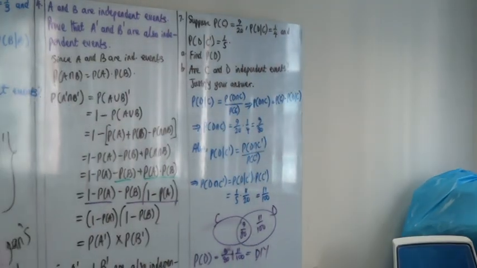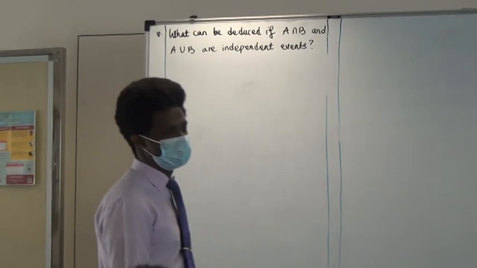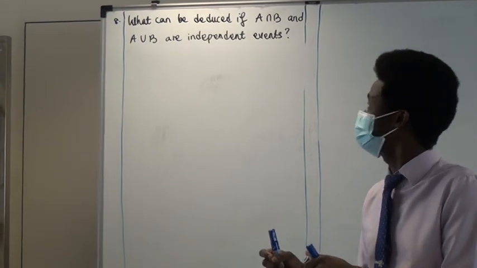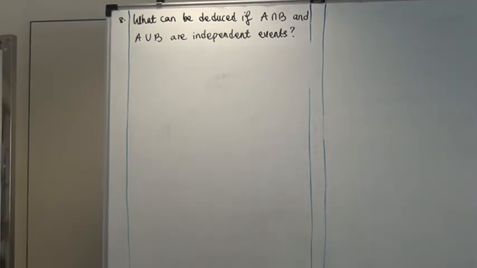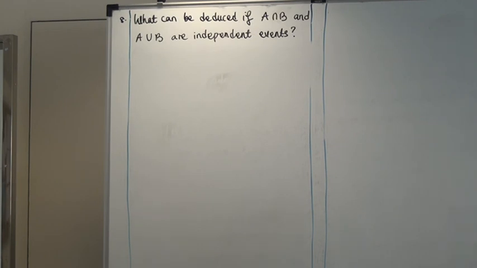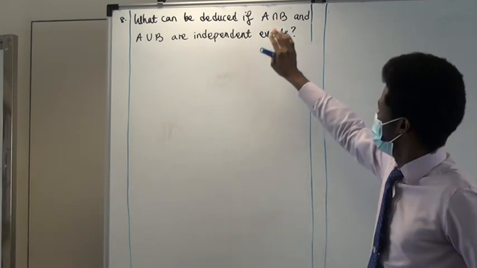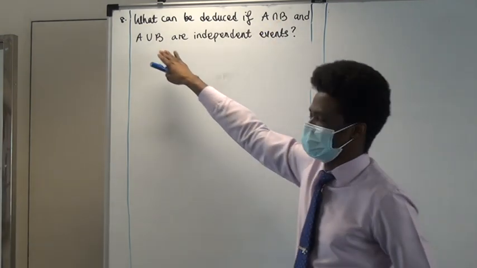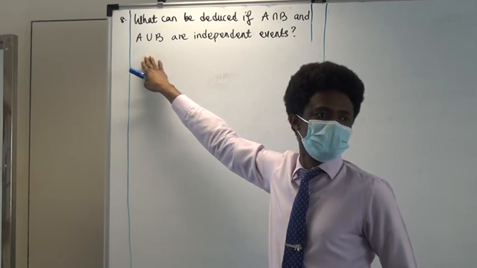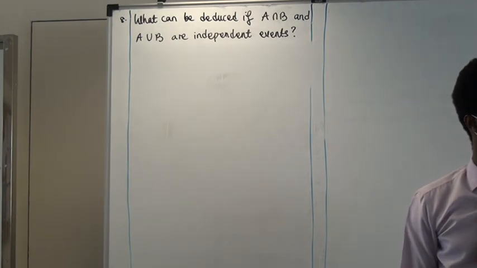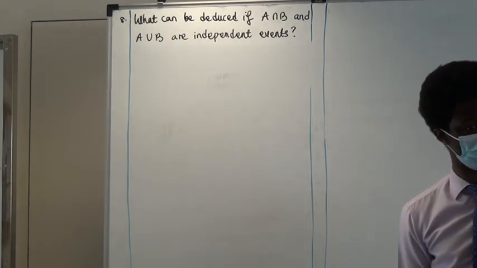The last one, quickly. We have about 5 minutes before Mr. Long comes here to chisel out. What can be deduced if A and B, as well as A or B, are independent? Remember, this is A and B, right? The event that A and B occurs, and the event that either A or B occurs. These two events are independent of each other. That's what this question is about. Okay?